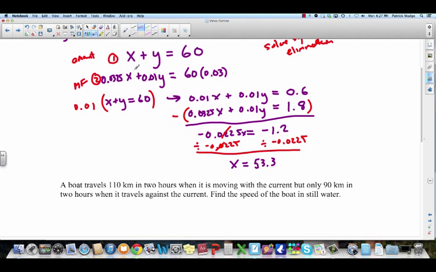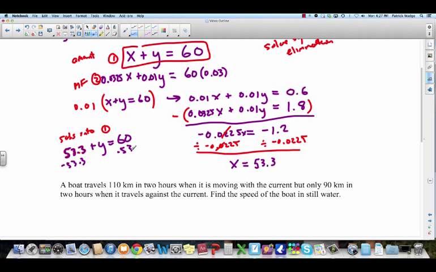Look, here's an easy place to substitute, right in this equation right here. So we will substitute into 1. And what we get is x, which is 53.3. Whoops, I like using a different color here. 53.3 plus y equals 60. Last thing you have to do is subtract 53.3, subtract 53.3. You'll get y equals 6.7. Finished.